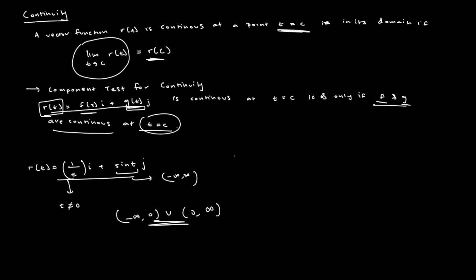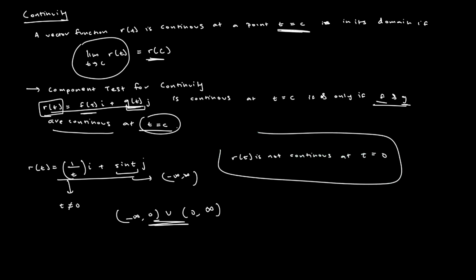So r of t is not continuous at t equals 0, because at t equals 0, the function that defines the x component of our vector is not defined. So the intersection of the domains of the two functions that make up our vector function is the domain at which our function is continuous. So that was limits and continuity.